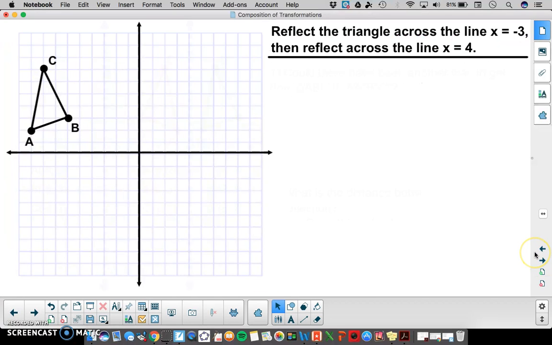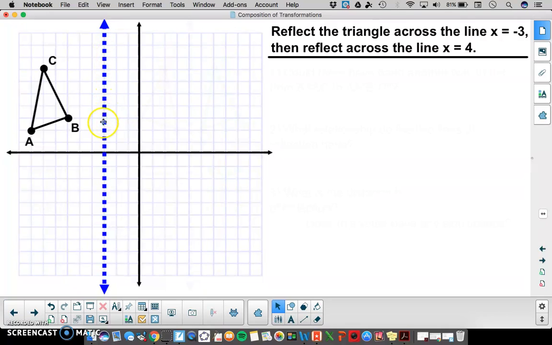Here we're going to reflect the triangle across the line x = -3, then reflect across the line x = 4. I want you to stop here and try to go ahead and reflect that triangle across those lines. So first, we're going to reflect across the line x = -3. That's a completely vertical line.